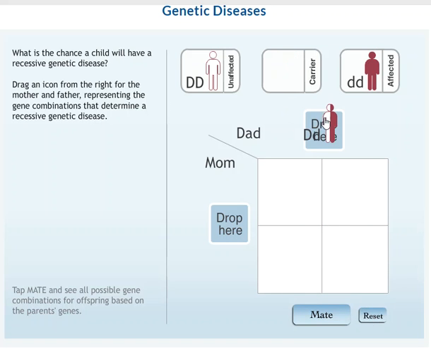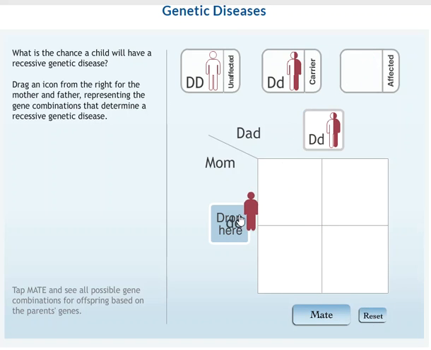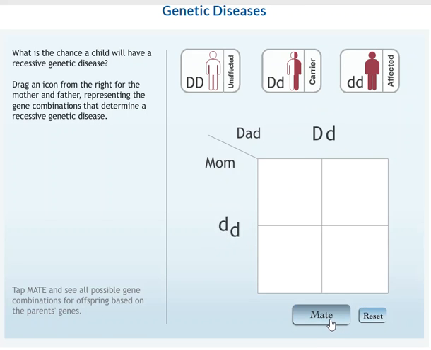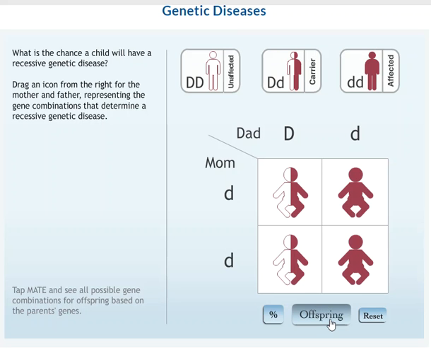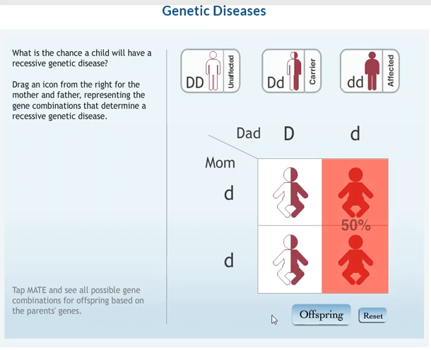Now what happens if we mate a carrier with an affected individual? What are the chances that they have a child with cystic fibrosis? 50%, and 50% of their children end up being carriers.